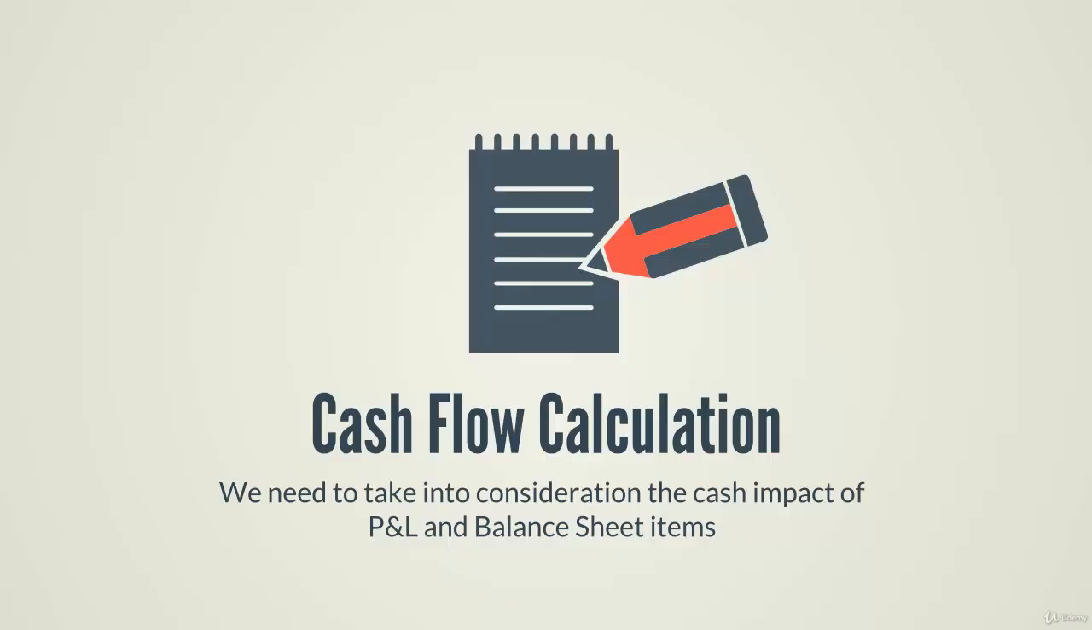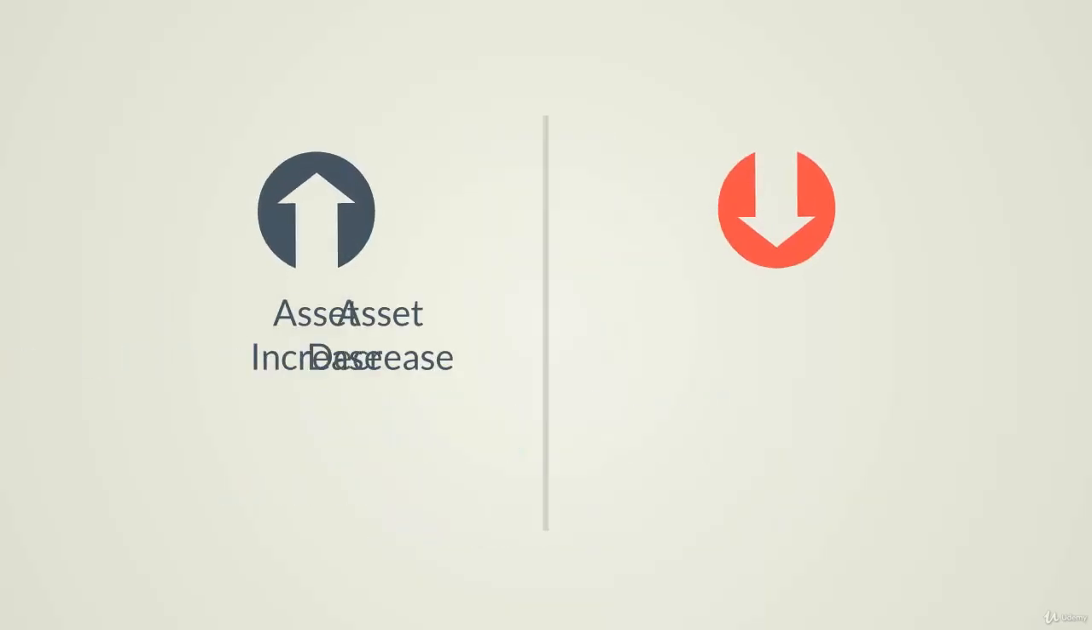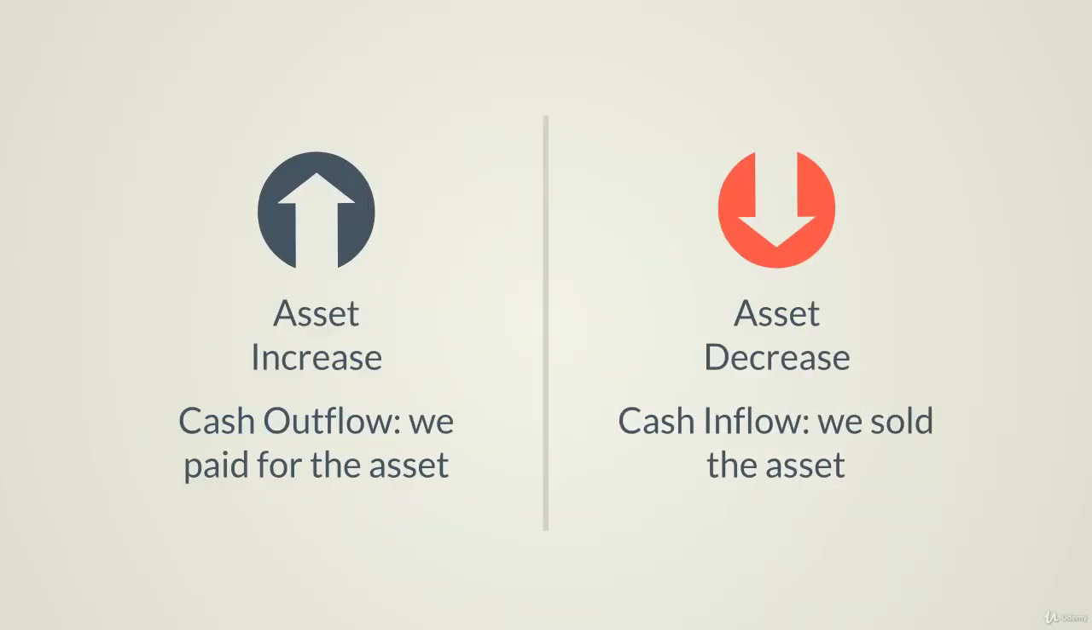There is a mechanism that is very important for calculating cash flows. We need to consider all balance sheet items that changed during the financial period under consideration and adjust if there was a P&L effect deriving from such change. The logic for calculating cash movements of balance sheet items is the following.